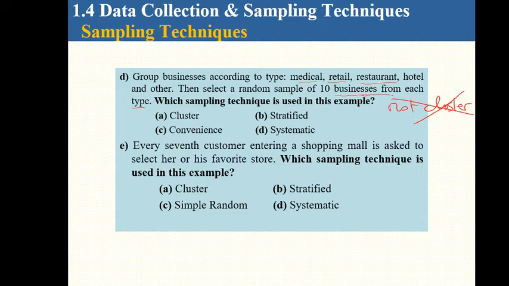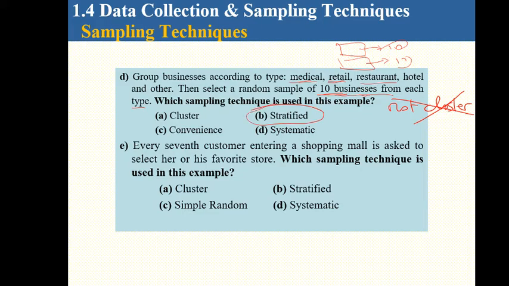But here, there are different types. We divide the businesses into types. So it's like we build strata, and then we take a sample of 10 businesses from each type. So we have strata here, and we're taking 10 from each. So this will be stratified sampling.